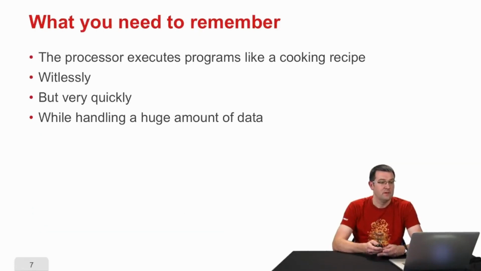What you need to remember about this sequence, it's first that the processor executes the program like a cooking recipe. It takes all the instructions one after the other, it takes the ingredients it needs, processes them, and then it stores the result. It does this witlessly, so it really needs to be spoon-fed by giving it a very detailed recipe. It won't be able to guess what's missing. But on the other hand, it will do so very quickly, billions of operations per second, and while handling a lot of data. Much more than a human could handle, but again it does it witlessly, without intelligence.